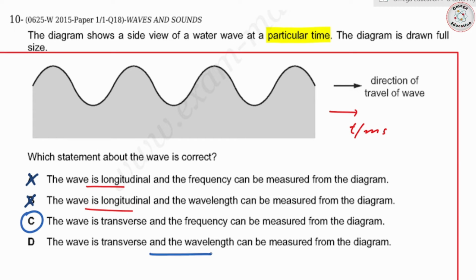Because wavelength, we cannot comment about the wavelength unless we are given the view of the waves with respect to the distance covered. But in this case, the distance covered is not given, rather we are given a particular time, so it has to be frequency.